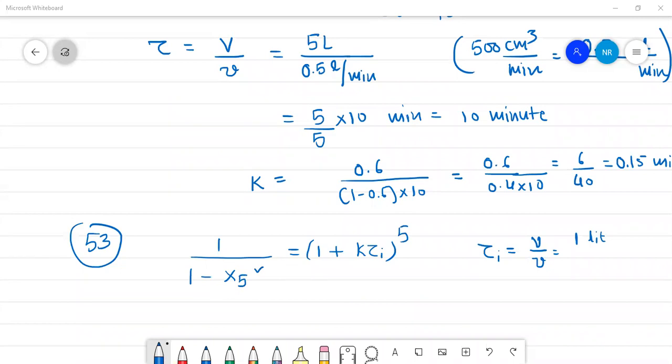each having 1 liter, and volumetric flow rate is equal to 0.5 liter per minute. So space time is equal to how much? 1 divided by 0.5. It means 2 minutes. Space time will change from 10 minutes to 2 minutes, because now volume is 1 liter. It's not 5 liter.